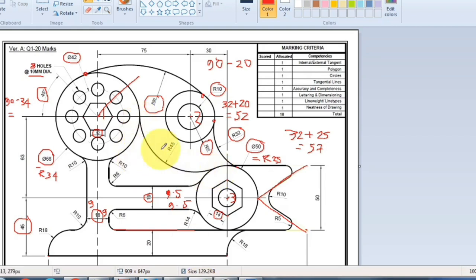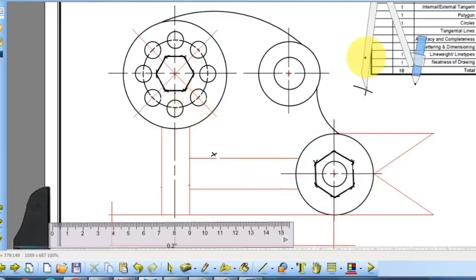Next, this one. This arc is also internal tangent. Our radius is 45, touching with this circle and touching with this circle. This circle is diameter 50, radius 25. So 45 plus 25 is equal to 70. 40, 50, 60, 70. So open your compass to radius 70.